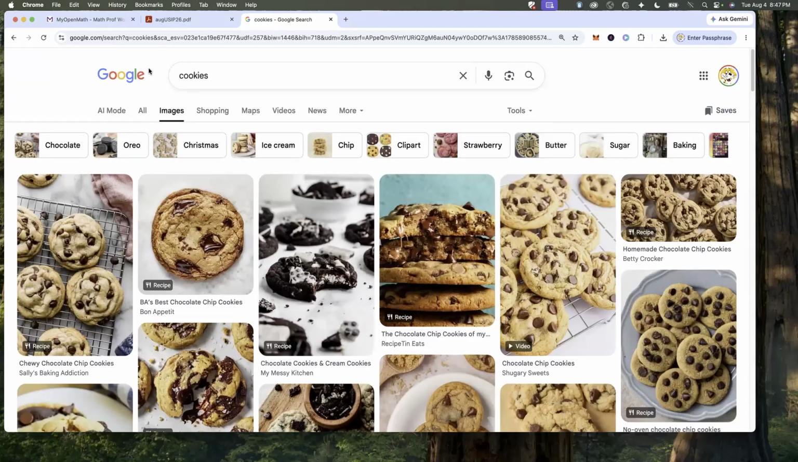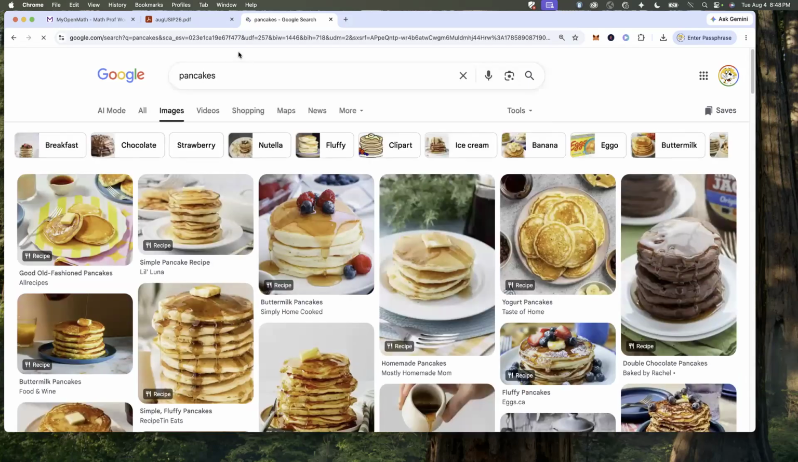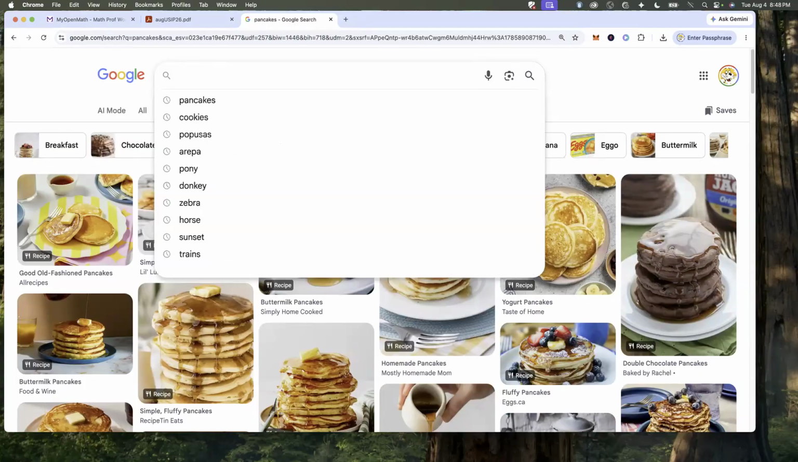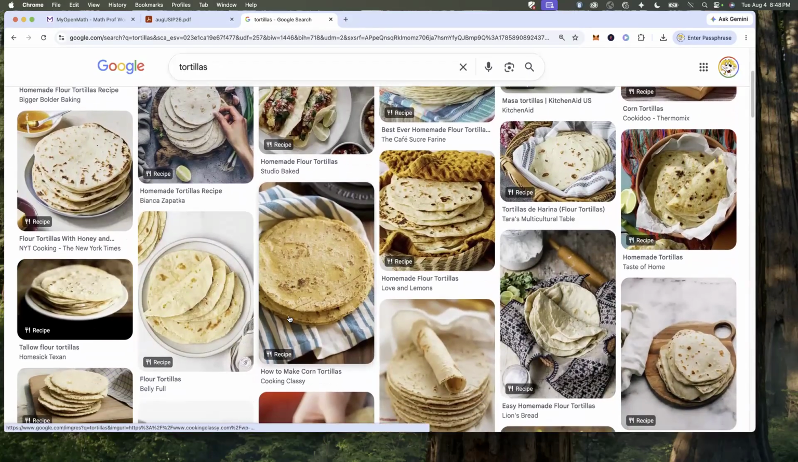All right, what are these? Cookies. Yummy. This is like the Cookie Monster. C is for cookie, and cookie is for me. Cookie, cookie, cookie, right? I love it. All right. What do you guys see that it's similar to all of these? Pancakes. Oh my God, so good. What about tortillas? Look at the tortillas. Oh my God.